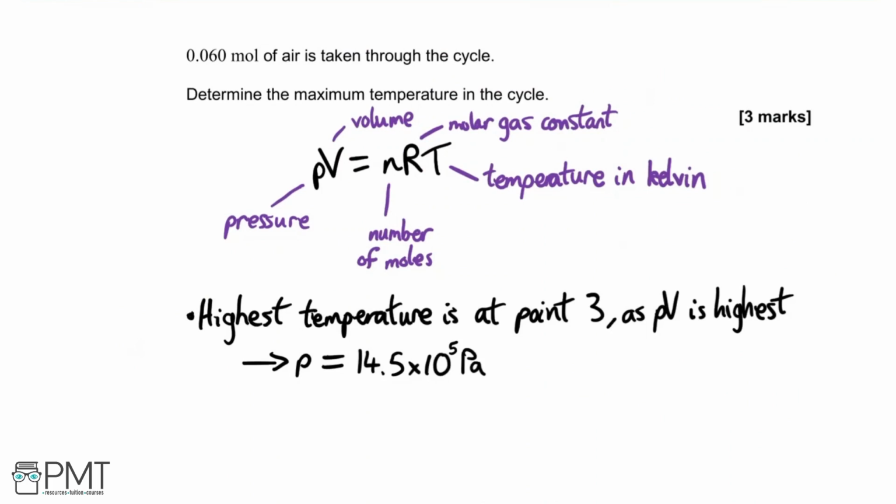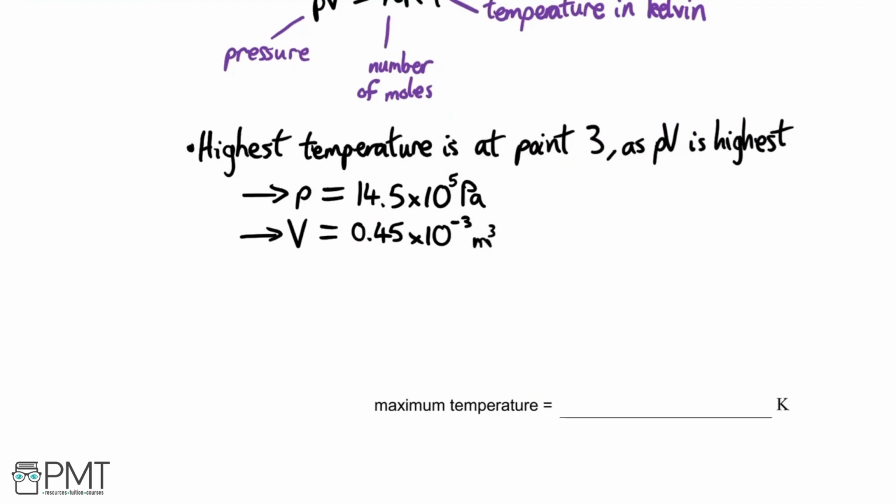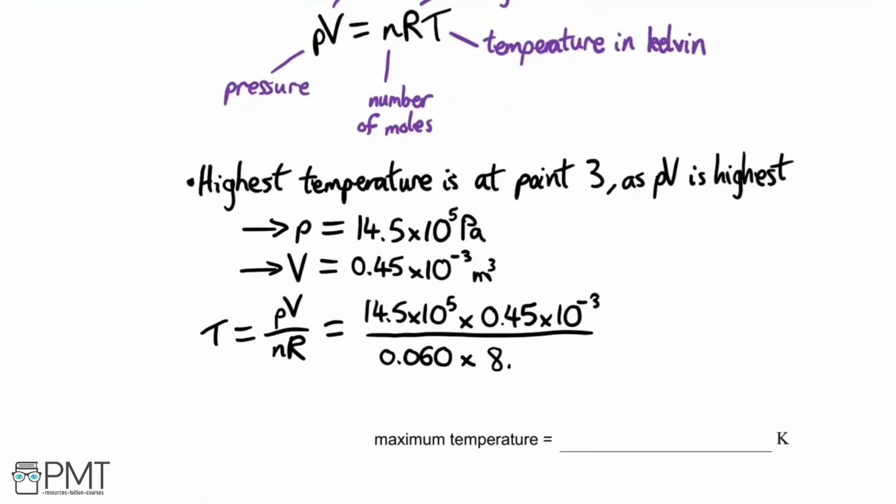So the pressure will be 14.5 times 10 to the 5 pascals, or 1.45 times 10 to the 6 pascals. And then the volume will be 0.45 times 10 to the minus 3 meters cubed. That's not the highest the volume can be, but it's a value at which the product of that and the pressure is the highest. So let's now rearrange the ideal gas equation to make T the subject, and then substitute in our values. And that gives us a value of 1310 Kelvin. And we can write that into our answer space.